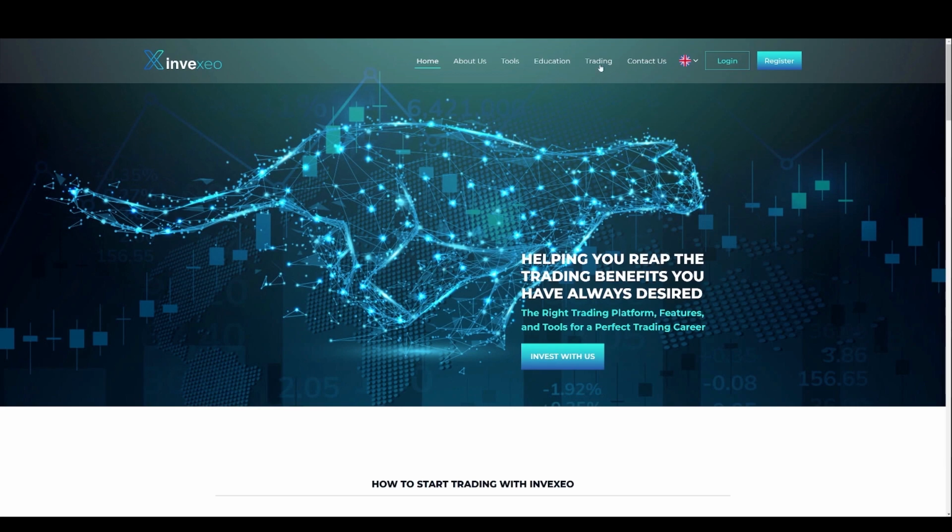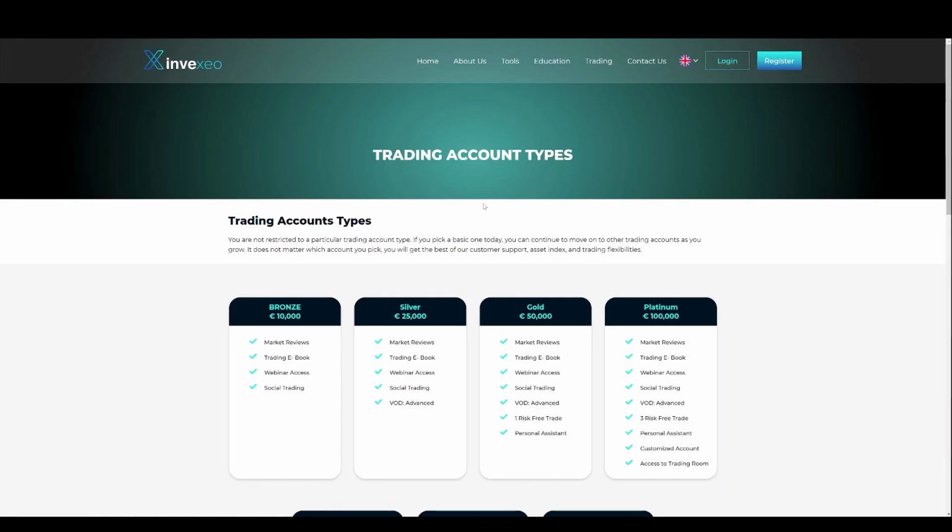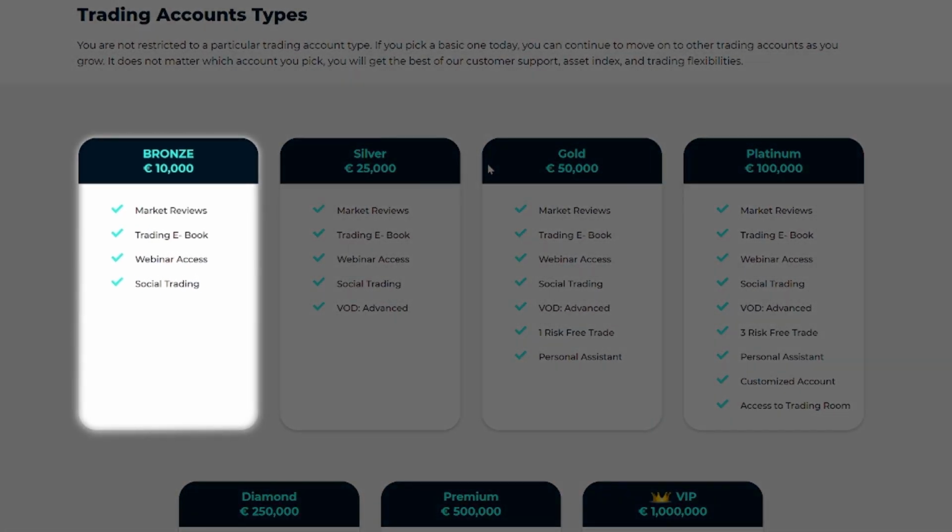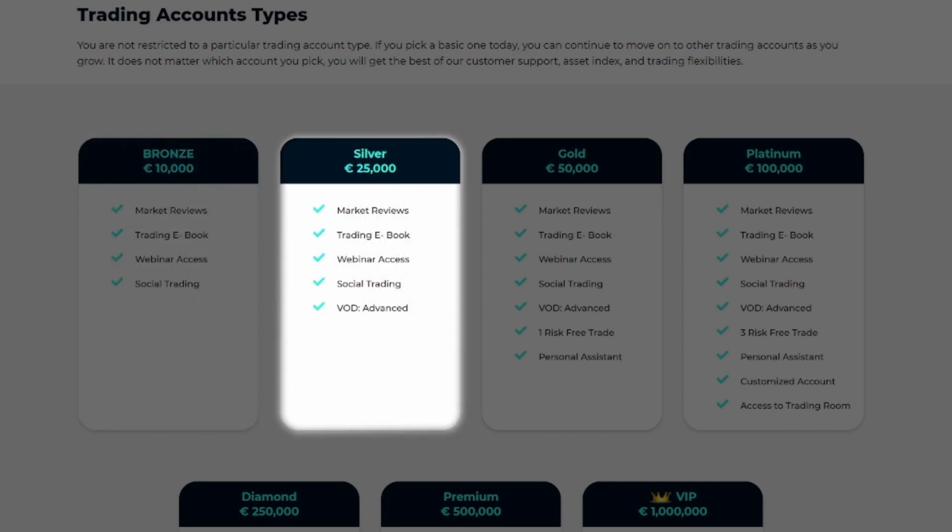In this regard, there are several types of accounts, 7 in all, for different services. The bronze account starts from 10,000 euros of deposit, with as advantages an ebook on trading, access to webinar and social trading, as well as market reviews. The silver account will also offer VOD for a deposit of 25,000 euros.